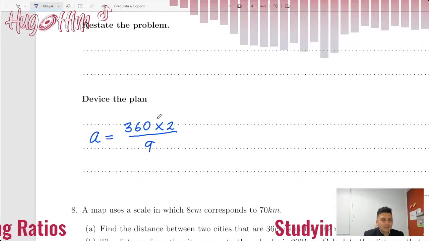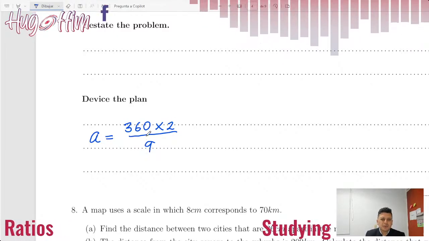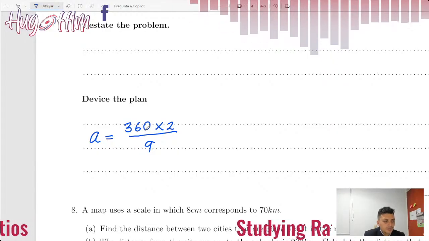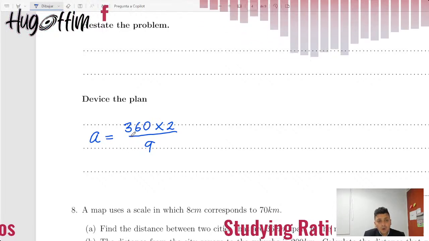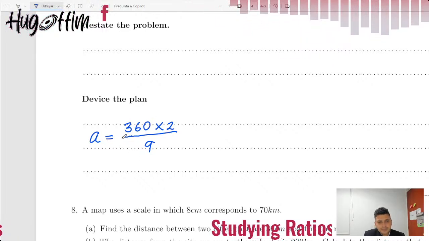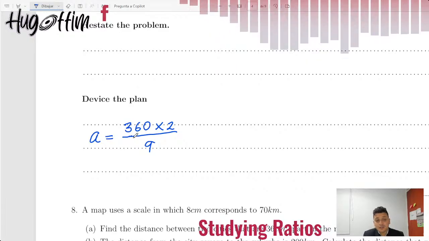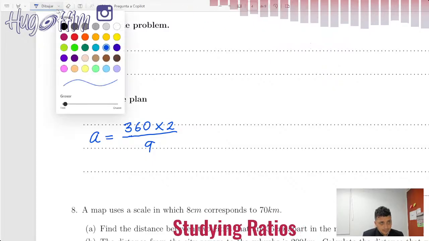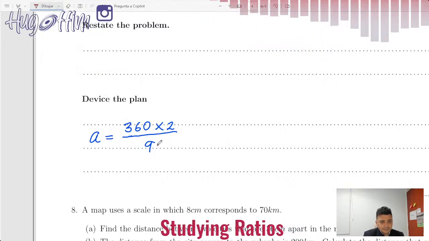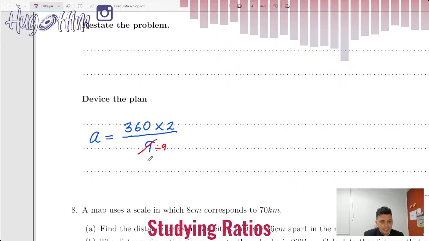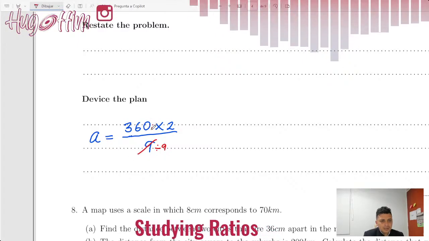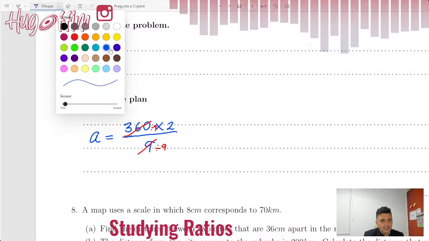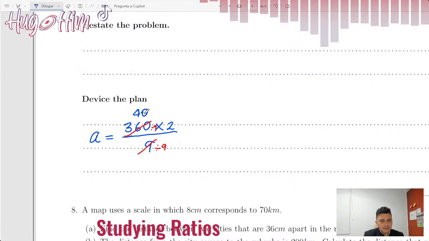Now I can multiply 360 times 2 and divide by 9, but remember that when we're working with numbers and we don't want to use a calculator, or we don't have the time or don't have a calculator, the best way is to divide by common factors first. So 360 and 9 have a common factor, 9. I can divide this 9 by 9 to get 1, and I can divide 360 by 9, and I get 40.